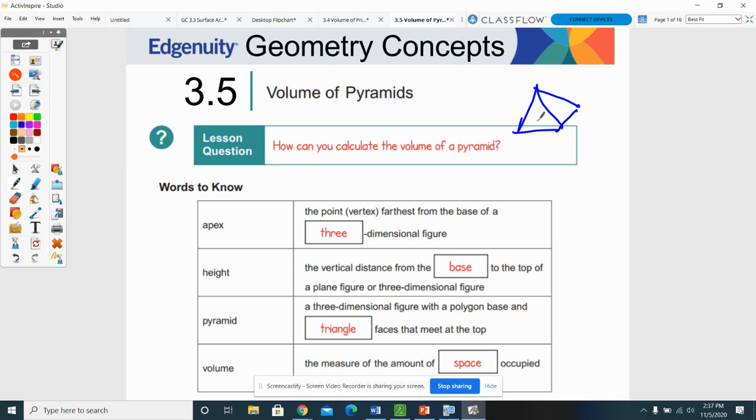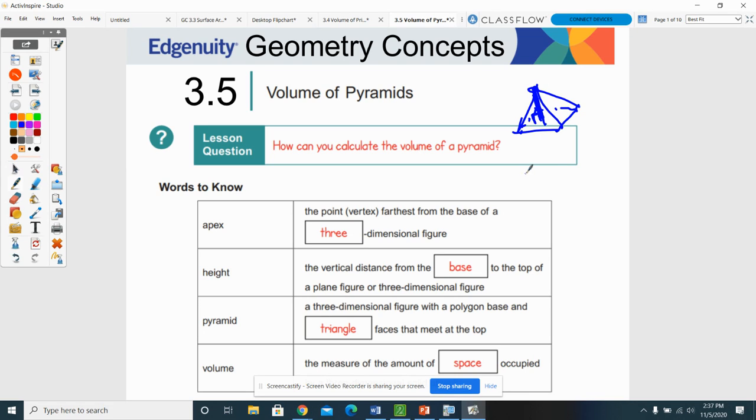So when you're looking at the apex, you're looking at the tippy top point right here, and that's what an apex is. Now, the height of a pyramid actually is if you would pierce a pyramid right through the middle, it goes straight down into the middle. It's the height if you were at the top and you dropped all the way down. The pyramid itself has a base and then all triangles that connect it.